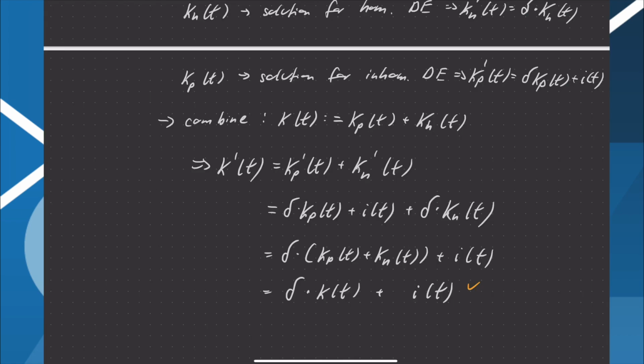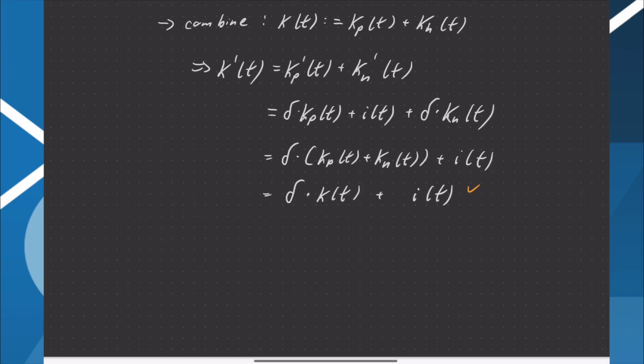Now the question remains, how do we get a solution for the inhomogeneous system? So that's part 2 here. We need to determine one possible solution for the inhomogeneous differential equation, and we're going to do this through a technique that is called variation of constant.